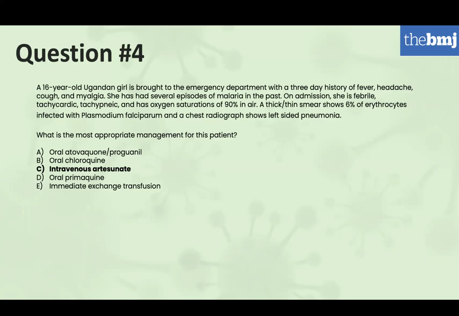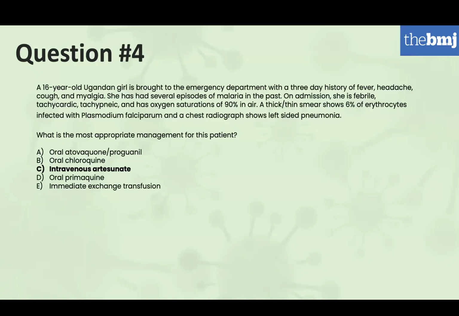Answer A, oral atovaquone-proguanil, is incorrect because it is an oral medication, and that is not what you should be giving for severe malaria or with high parasitemia over 5%. And this patient has 6%, due to the risk of rapid progression to coma or death. Answer B, oral chloroquine, is incorrect for the same reason as answer A.